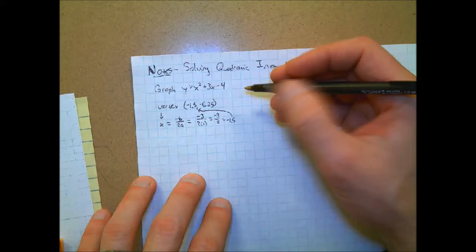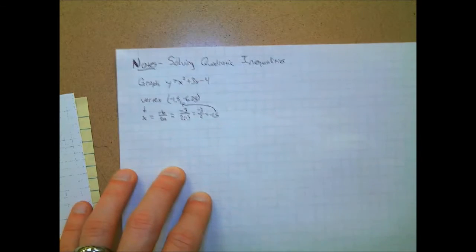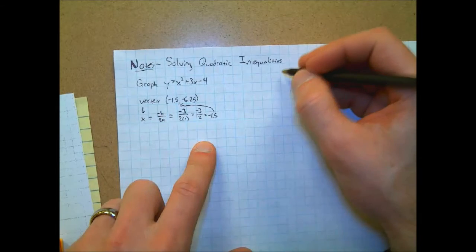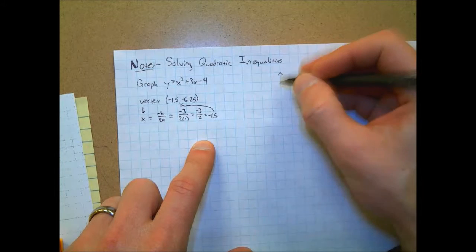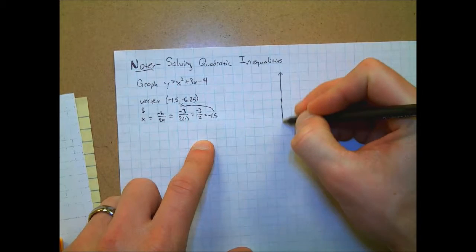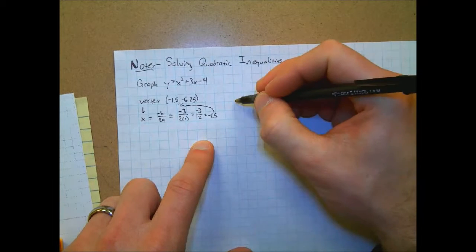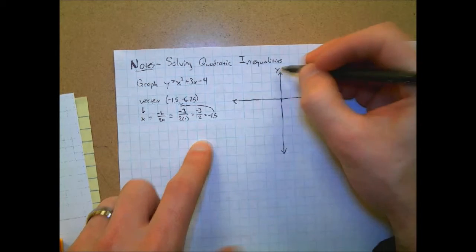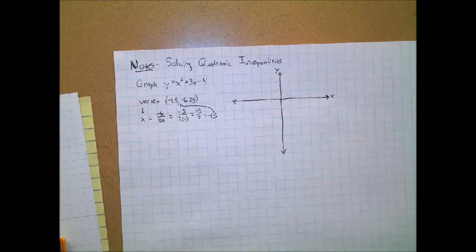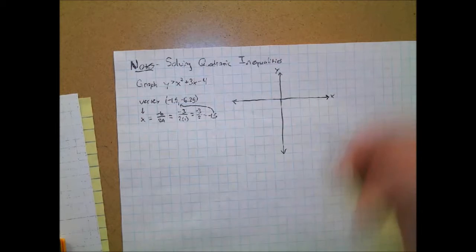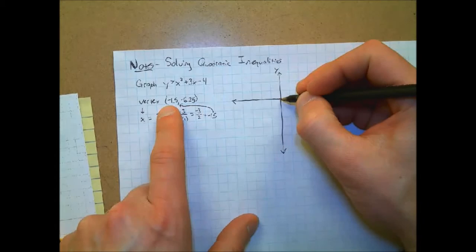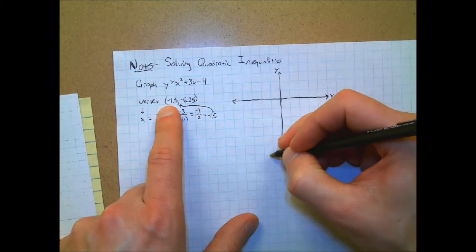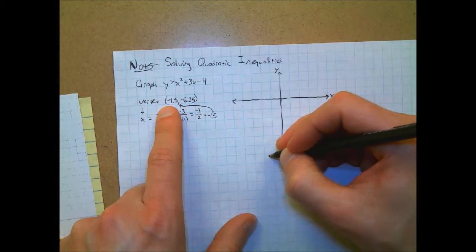I'm going to do it over here where we have some space. Since I know this is my vertex, I'm going to adjust things a little bit. Maybe something like this. And so again, I get the point negative 1.5, negative 6.25. So there's negative 1, so negative 1.5. Then 1, 2, 3, 4, 5, and 6.25 is going to be something like right there.